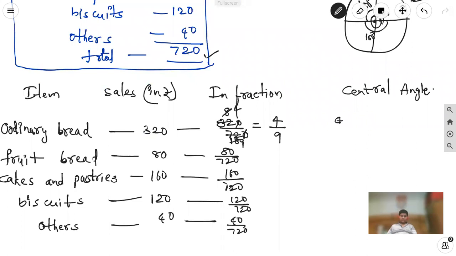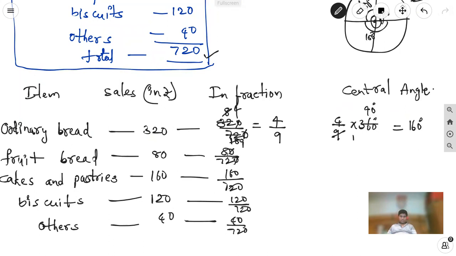The central angle is 4 by 9 multiplied with 360 degrees. 9 ones are 9, 4 fours are 16, so that is 4 into 40 degrees, which is 160 degrees.